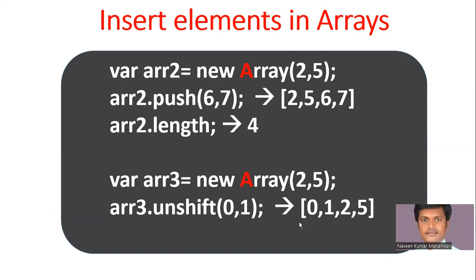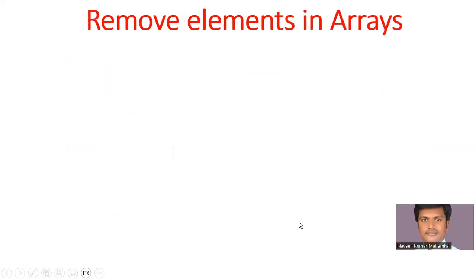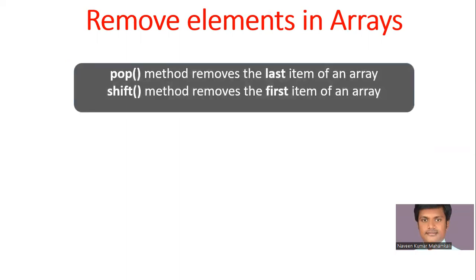Have a look now. This is for inserting elements. If you want to remove elements from the array, these two methods will be helpful: the pop method and the shift method, vice versa methods. The pop method removes the last item from an array.